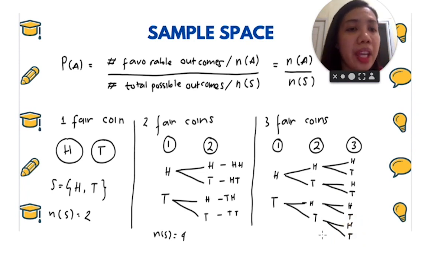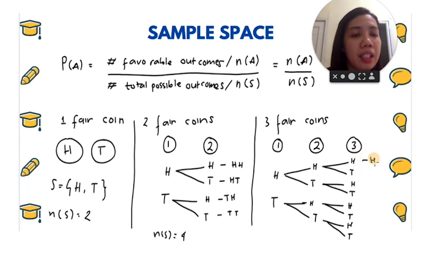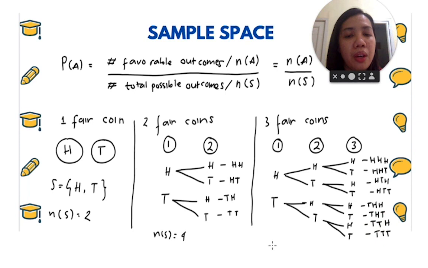Notice here that we have 8 possible outcomes of three fair coins tossed in the air, which are head head head, head head tail, head tail head, head tail tail, tail head head, tail head tail, tail tail head, and the last one is tail tail tail. So we can write N of S of three fair coins is 8.